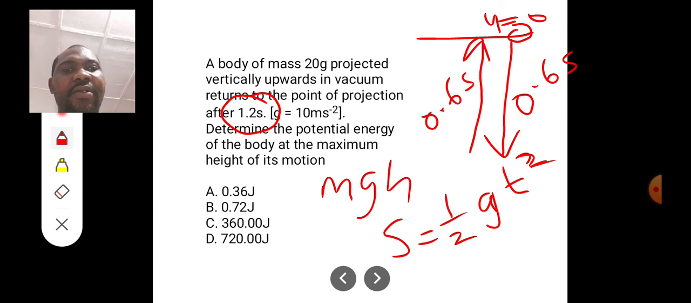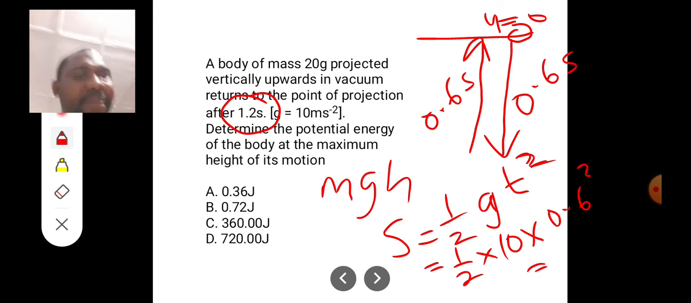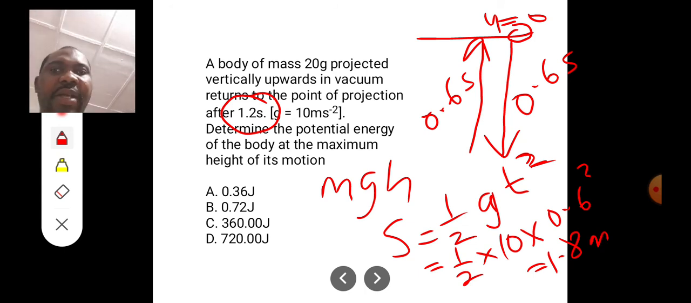So half gt squared, so that will be half times your g is 10, then your t is 0.6, so we have 0.6 squared. By the time we multiply that, let me do that quickly here. 10 times 0.6 squared divided by 2 will give us 1.8. So this is 1.8 meters.